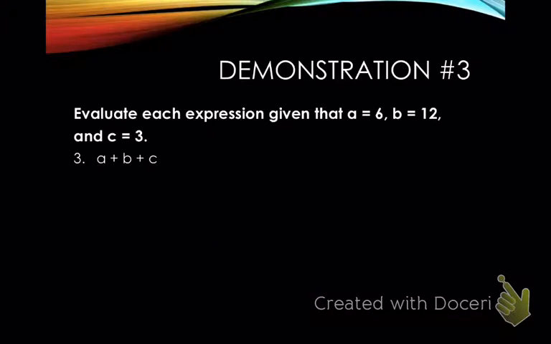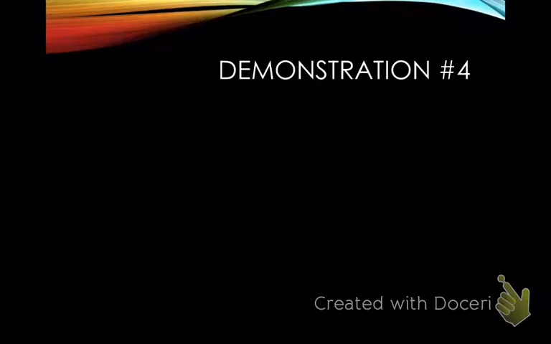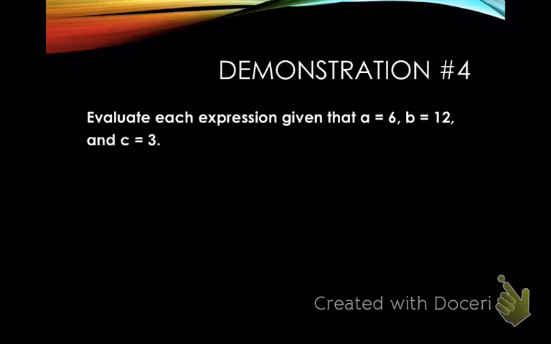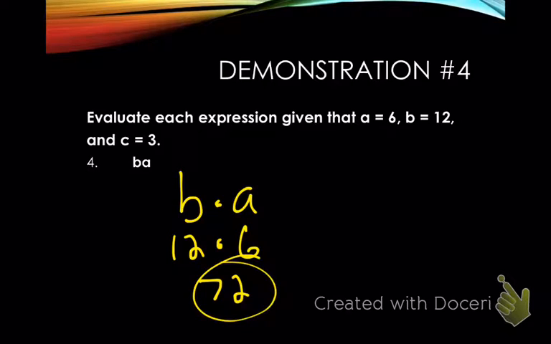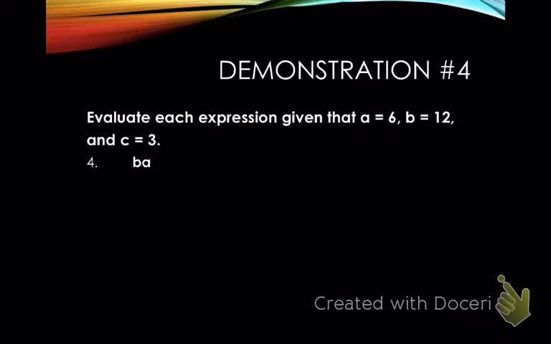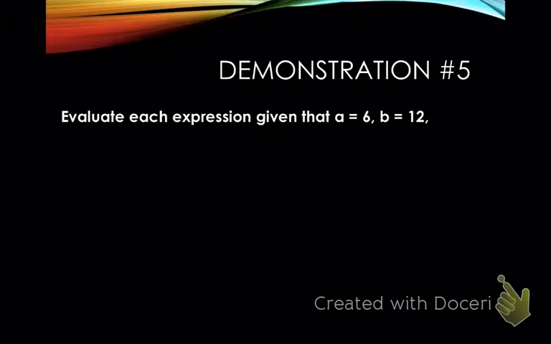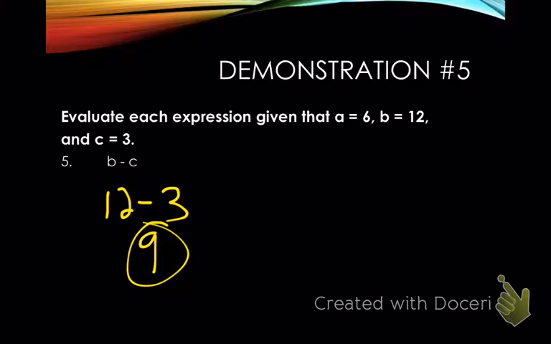Let's move on. Next one. We have number 4. Same numbers, ba. Once again, that means b times a. Same thing. Let's go ahead and put our numbers in. We have 12 times 6, and 12 times 6 gives us 72, and that's what our answer is. This is a very simple task right now. In a few seconds, we're going to get a little bit harder. Same thing. Last one here, b minus c. What is that going to look like? Well, 12 minus 3. And 12 minus 3 is 9. So there we go. That's what we have.